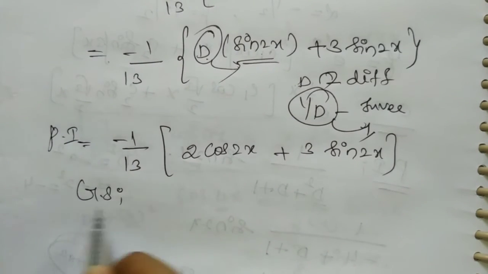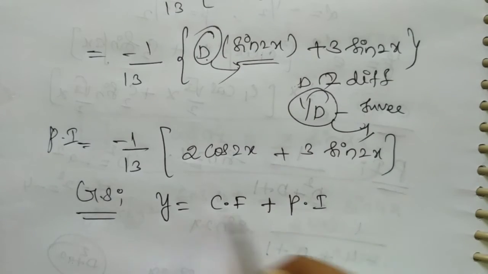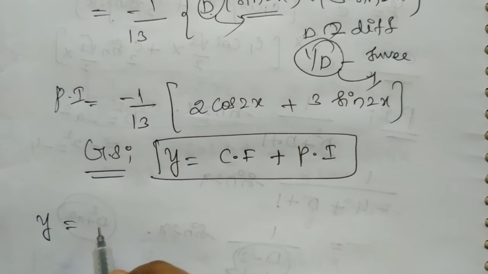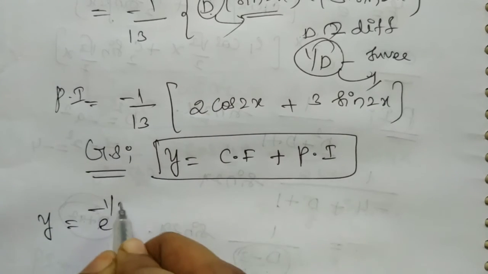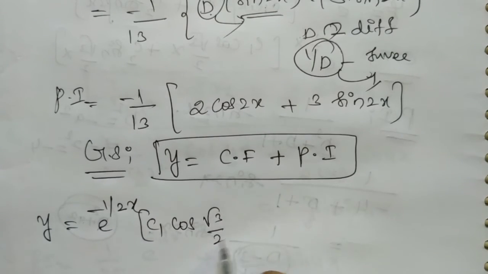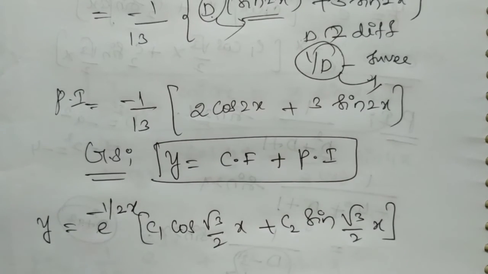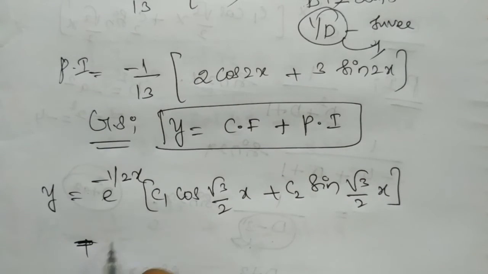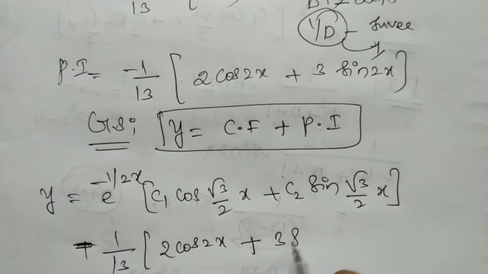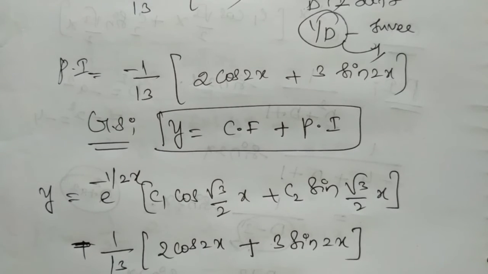So the general solution, y equal to complementary function plus particular integral. Therefore y equal to the complementary function, e power minus 1 by 2 of x into c1 cos root 3 by 2 x plus c2 sin root 3 by 2 x, plus the particular integral, minus 1 by 13 of 2 cos 2x plus 3 sin 2x. This is the solution of the given problem.